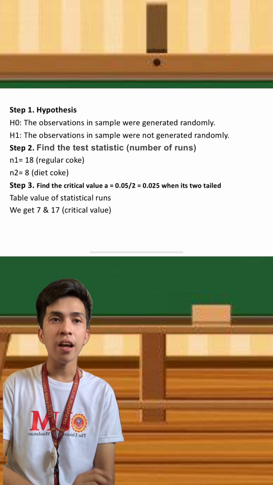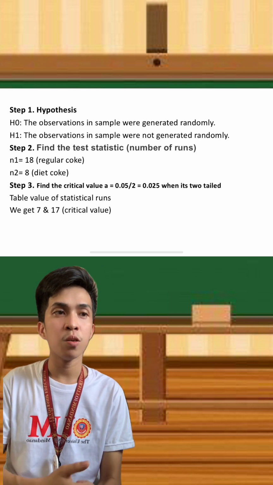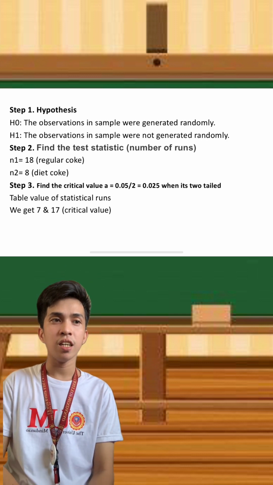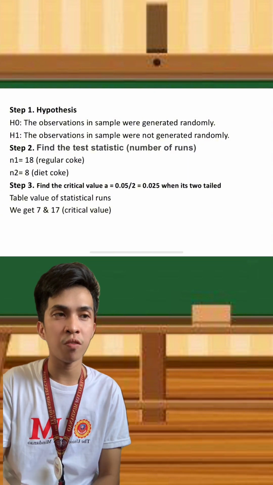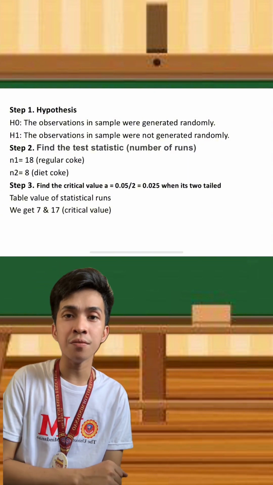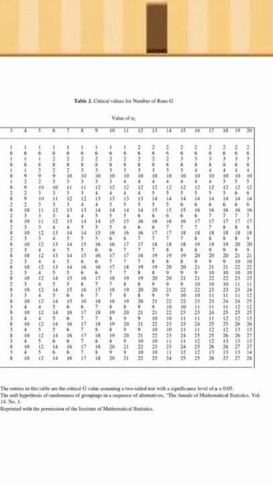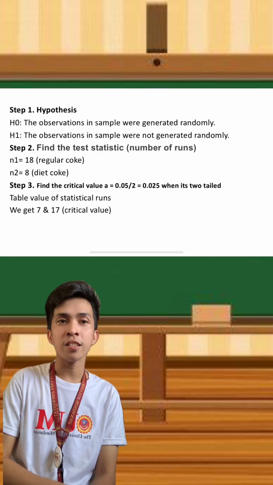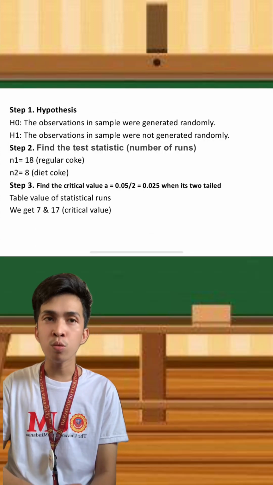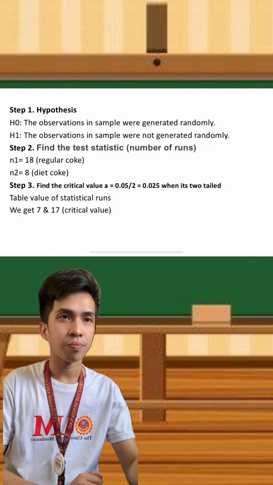Step 3, find the critical value. Our alpha value is 0.05 when it's one-tailed, and when it's two-tailed, it becomes 0.025, since it will be divided by 2. To identify our critical value, we need to use the table of critical values for runs. There we can get 7 and 17 for our n1 of 18 and n2 of 8. So we get 7 and 17.